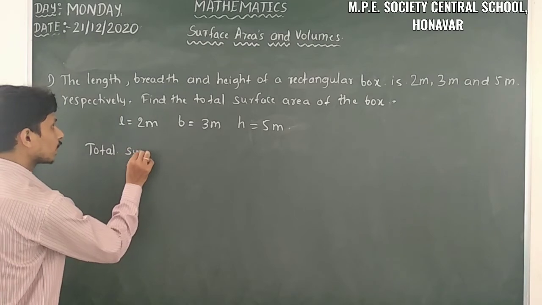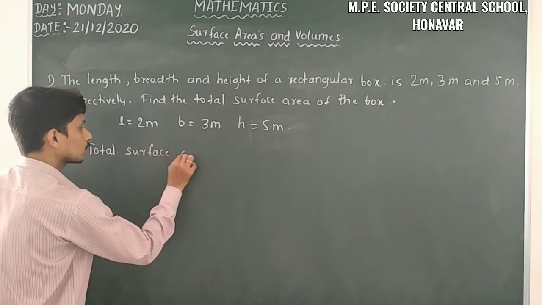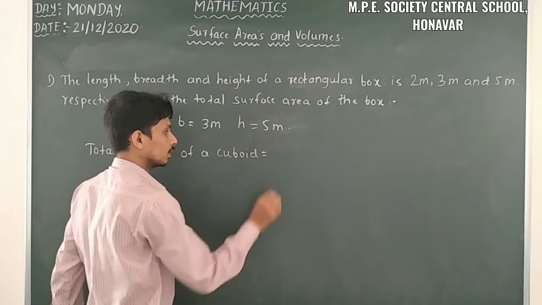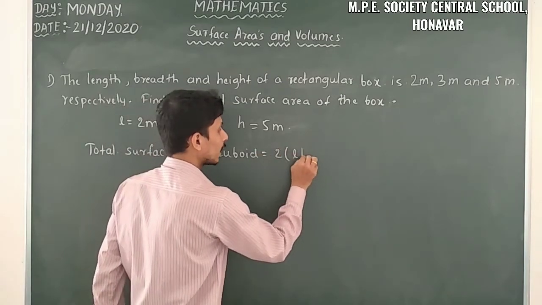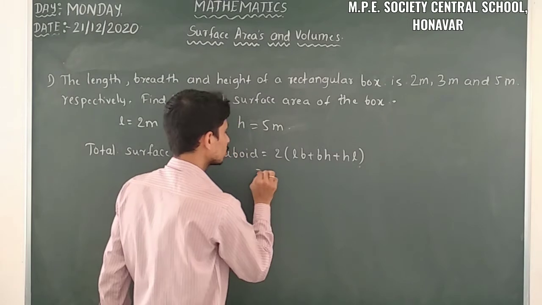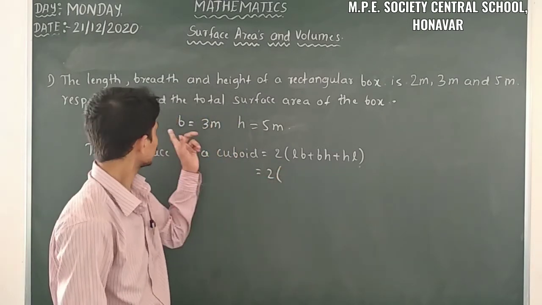Total surface area of a cuboid is equal to 2 into (LB plus BH plus HL). That is 2 into LB, and LB means, what is the value of L?